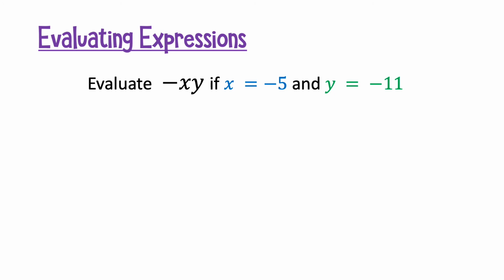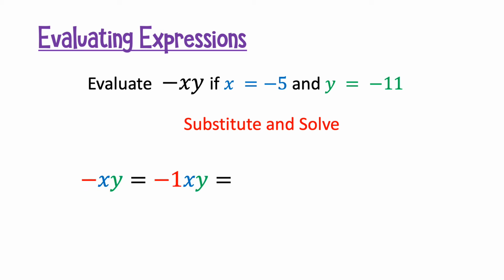If we evaluate a negative xy, when we substitute and solve, we see that a negative xy could also be written as a negative 1 times xy, since this is an invisible coefficient. So now we substitute. We have negative 1 times negative 5 times negative 11. Notice we have an odd number of negatives. Our answer is going to be negative, and 5 times 11 is 55.